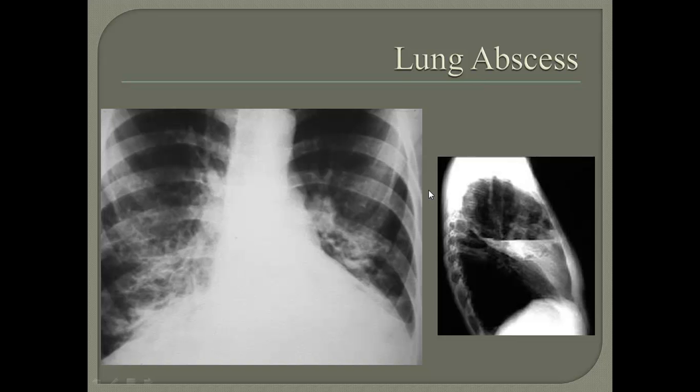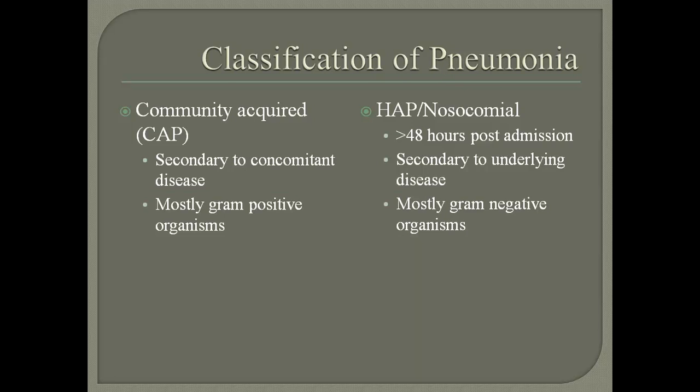A lung abscess, if we look at these on x-ray, on this PA film here we see it's rare to see kind of a straight line that we see here. We look at the lateral and it's very prominent that we see this air fluid level, and that would be a lung abscess. So how do we classify pneumonia?